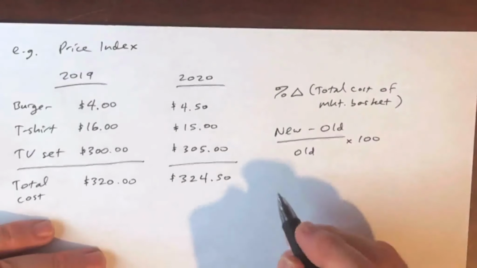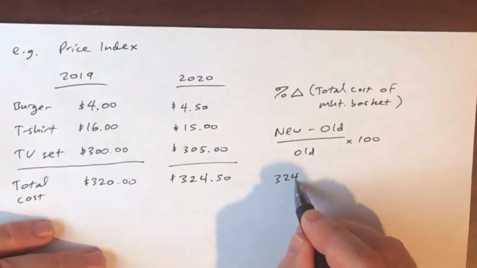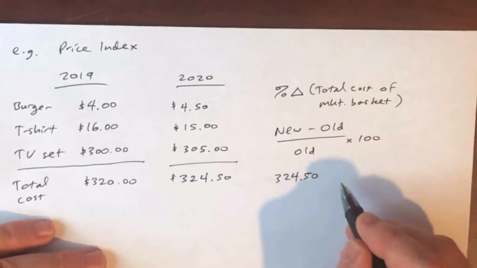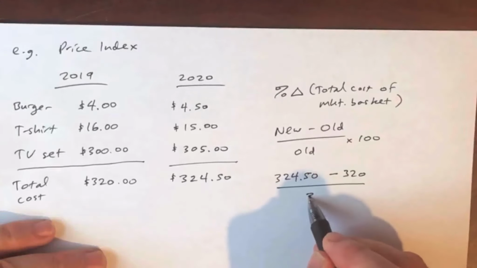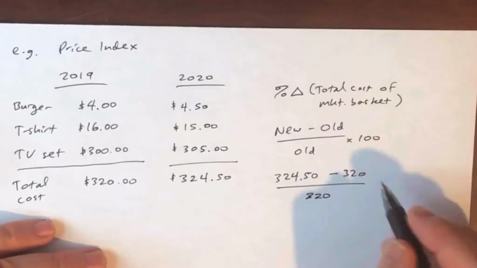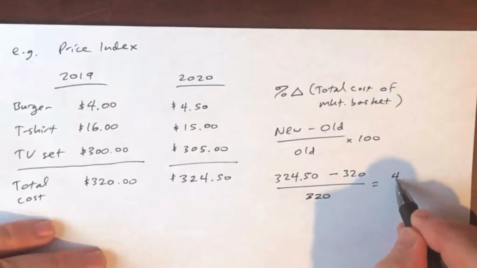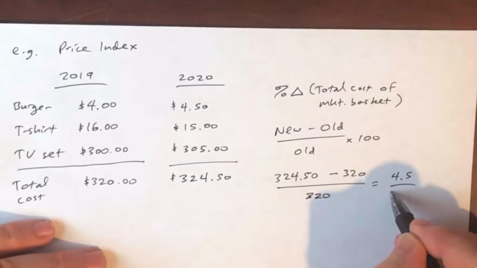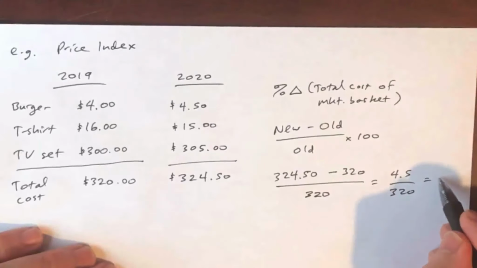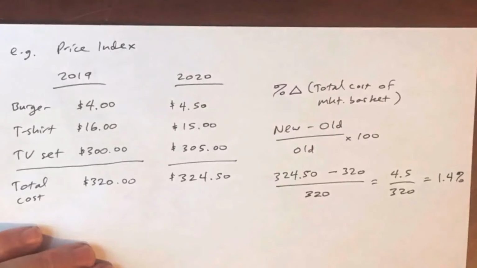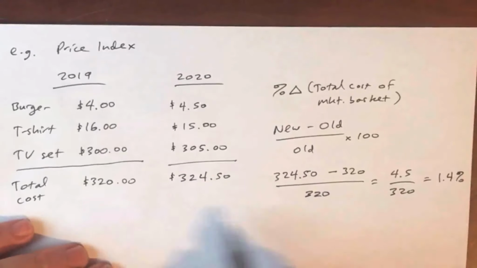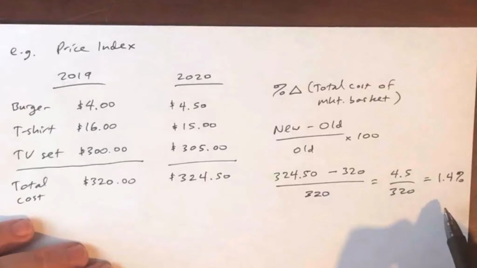So our new one is 324.50, our old one is 320, and we're going to divide by our old one. We get 4.5 divided by 320. This gives us 1.4%. So this would be our percentage change in the total cost of the market basket.